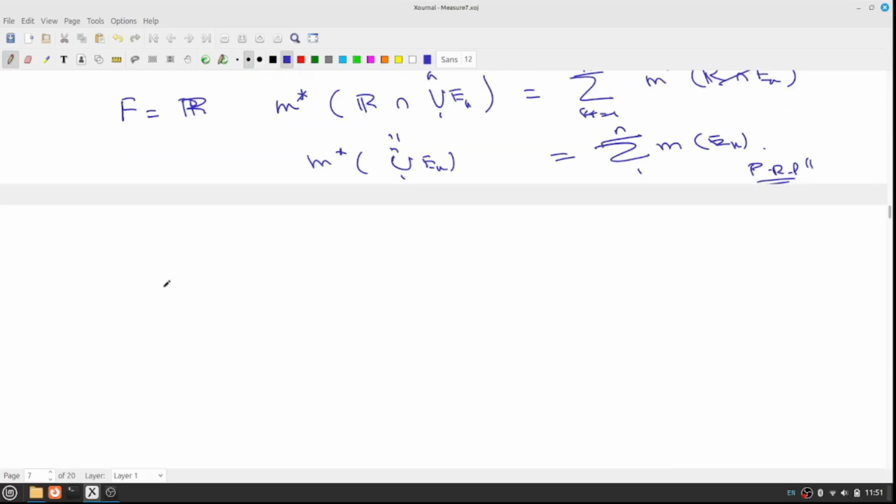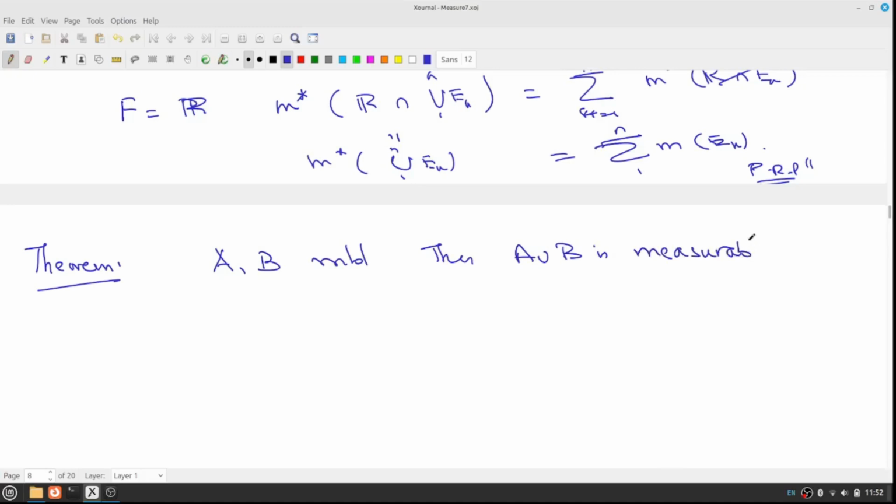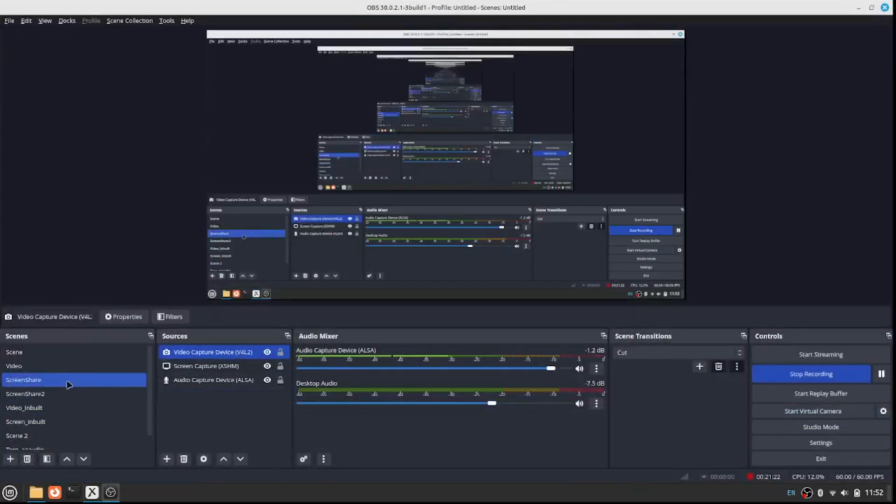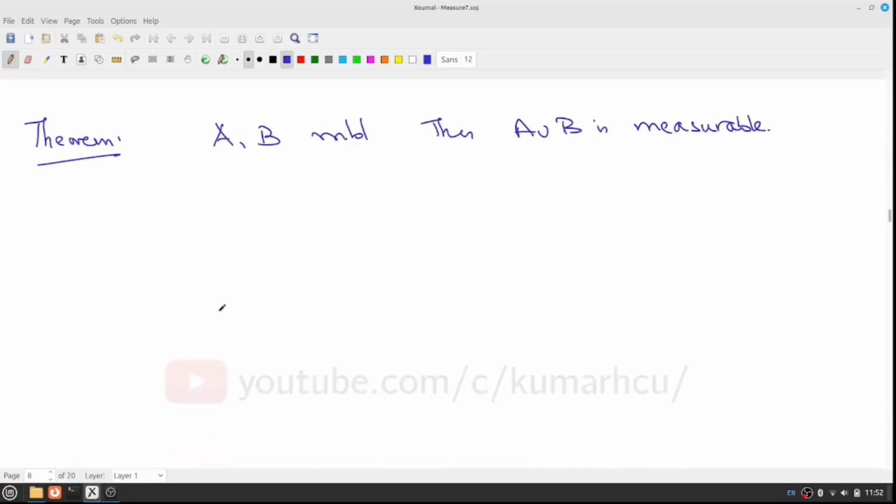Now is the crux of the matter. We want to prove the major thing now. I will call it a theorem, but it's actually a lemma or a proposition. Let us assume A and B are measurable, then A union B is measurable. This is what I want to prove.